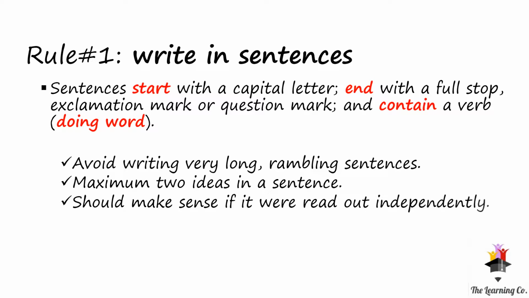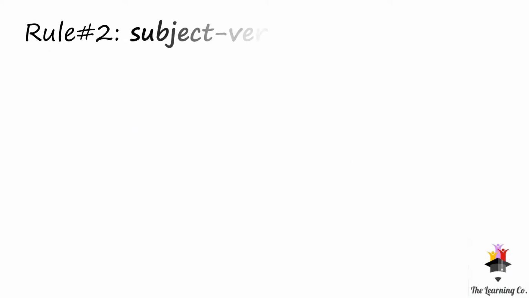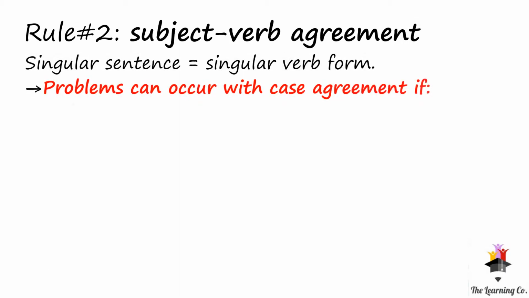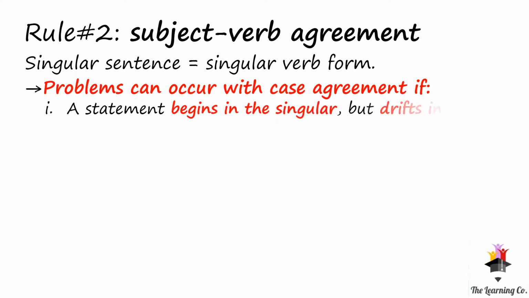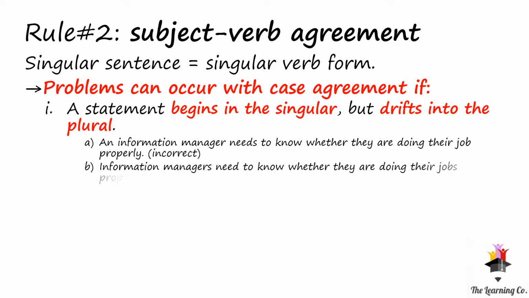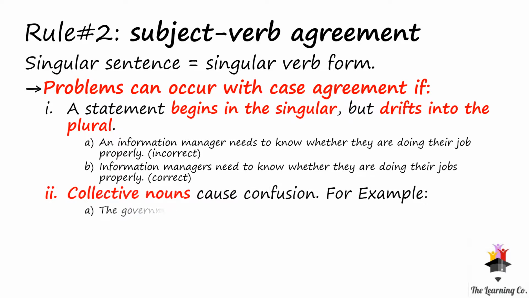Rule number 2. Subject-verb agreement. If the subject of a sentence is singular, then the verb form must be singular as well. Problems can occur with case agreement in 2 circumstances. 1. If a statement begins in the singular but drifts into the plural, such as stated in the example here, the easy solution to this problem is to make both the subject and verb plural.